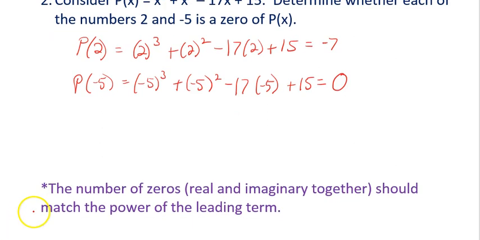Now, before we move on, I have a statement here that's important that most of you know anyway, but the number of zeros that you get, or answers that you get, this is real and imaginary both, should match the power of the leading term. So, in other words, if it's an x to the 4th, then you should get 4 zeros. If it's an x cubed, you should get 3 zeros. Now, they're not all real numbers. Sometimes you get i's as answers, but you should get a total of however many that the power is showing.